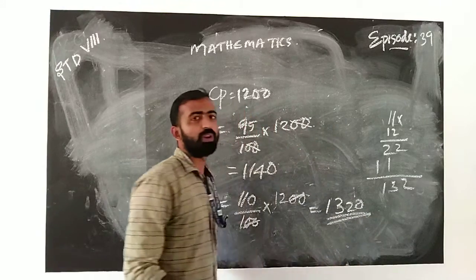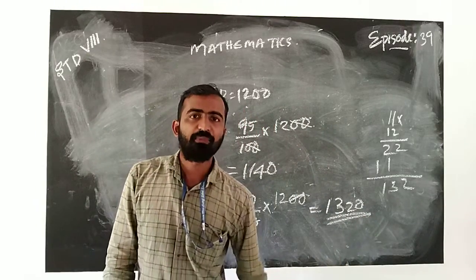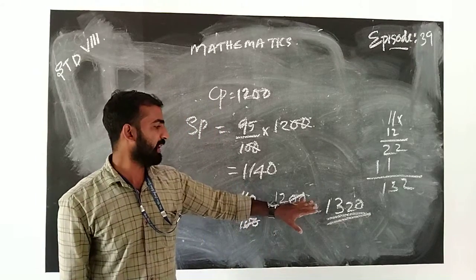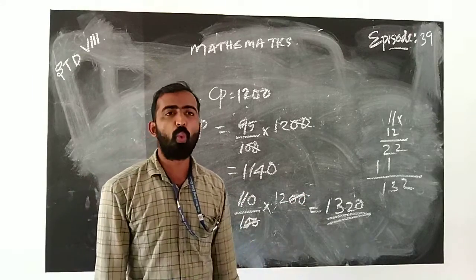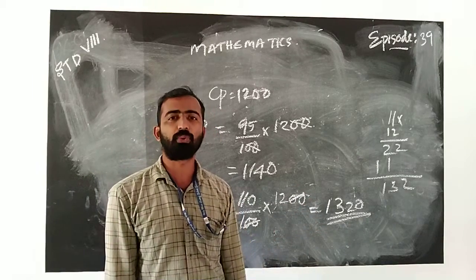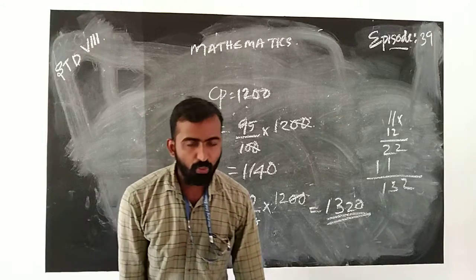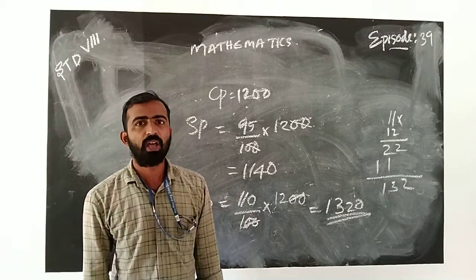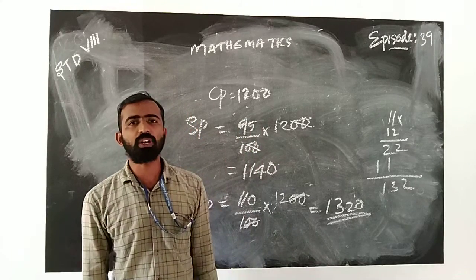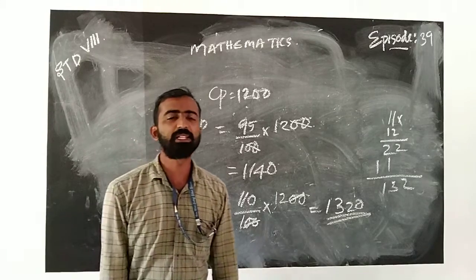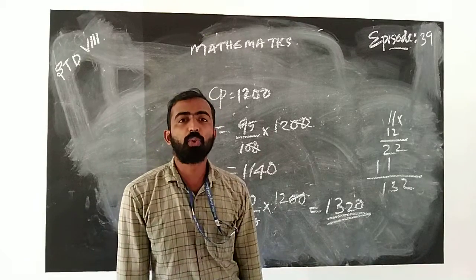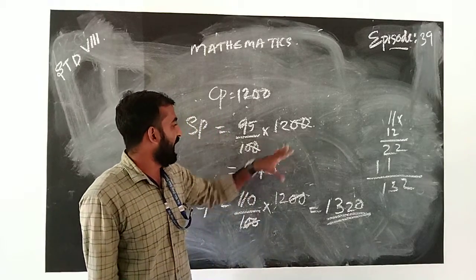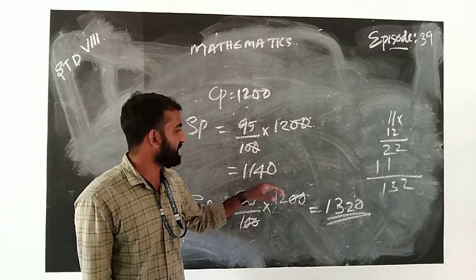The first fan's selling price is 1140 rupees and the second fan's selling price is 1320 rupees. Is it profit or loss? How much is the total cost price for the two fans? That is 2400.